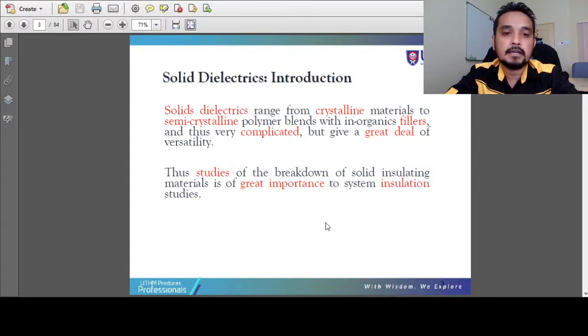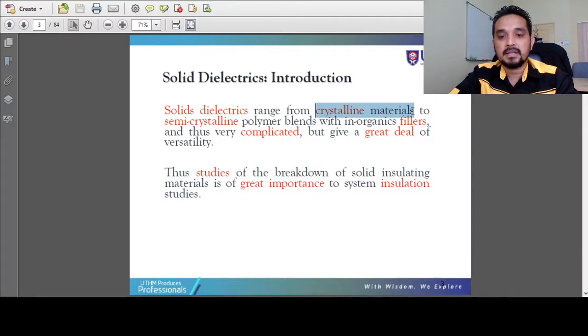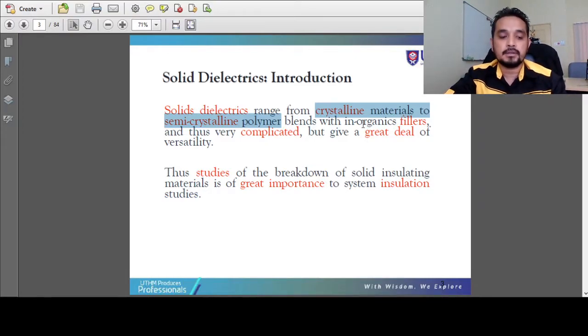Okay, what is solid dielectric? Solid dielectric can range from crystalline material to semi-crystalline polymer. In the power system application, normally solid dielectric refers to ceramic insulators, polymeric insulators, silicon rubber, and also paper insulated. And this material can be blended with inorganic fillers.